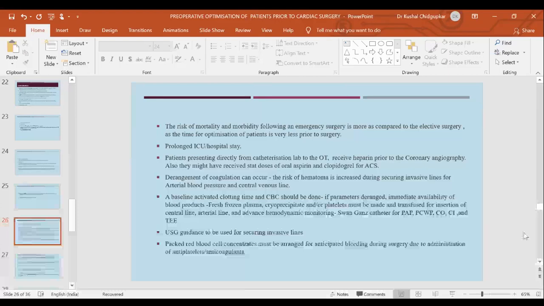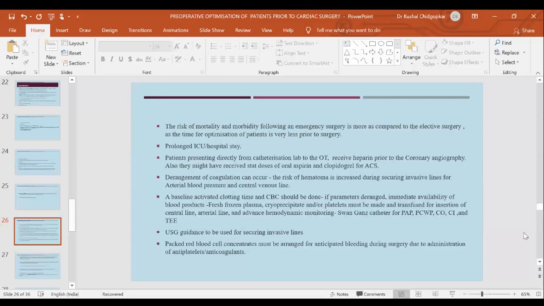So one thing is that these patients who have been shifted from the catheterization lab to the OT would have received heparin prior to coronary angiography. They would have received stat doses of oral aspirin and clopidogrel. So there would be a derangement of coagulation. And now the patient is planned for emergency CABG, in which we are planning to take all the invasive lines, the advanced hemodynamic monitoring, Swan Ganz catheter, central line, for monitoring of pulmonary arterial pressure, pulmonary capillary wedge pressure, and even transesophageal echocardiography. So securing all the invasive lines will be associated with the risk of hematoma. So that is one thing, sir.